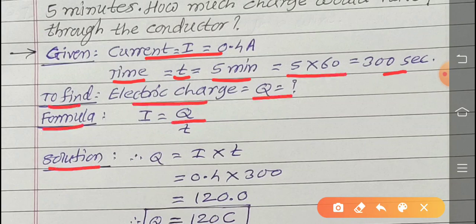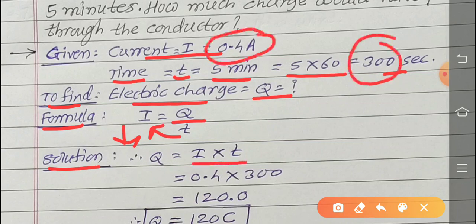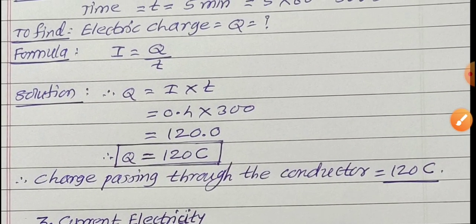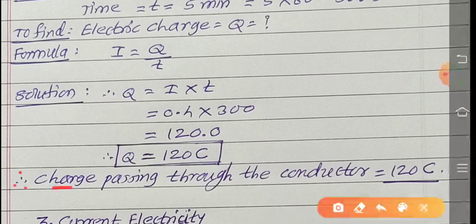Now the solution. We find out Q, so we rearrange this formula. Capital Q is equal to I multiplied by T, since T is taken to the left hand side by multiplying. So current multiplied by time. Substitute the values: current is 0.4 multiplied by time in seconds, that is 300 seconds. After multiplication we get 120.0, that means 120. So the electric charge is 120 coulomb. Now write the final answer in a proper sentence. Therefore, the electric charge, or simply the charge, passing through the conductor is 120 coulombs.